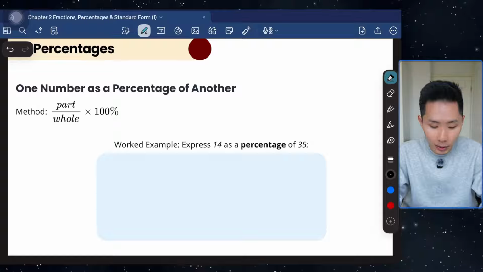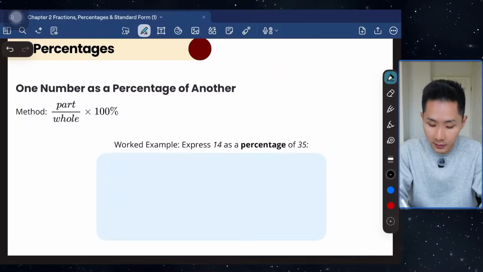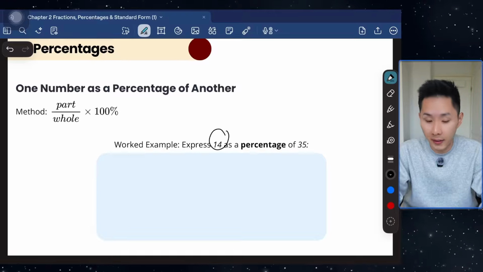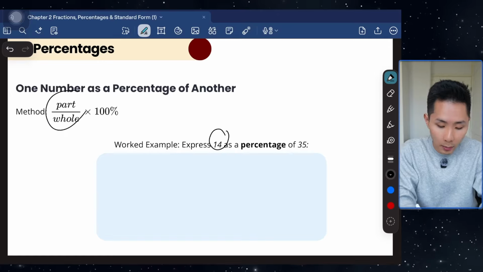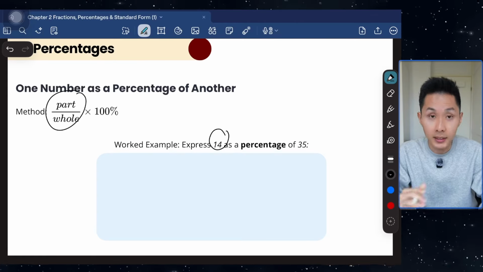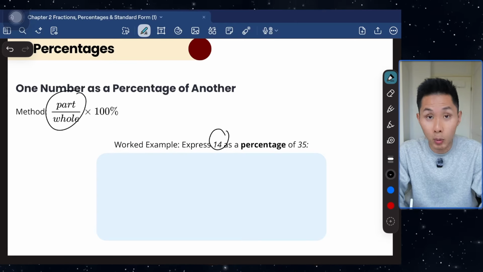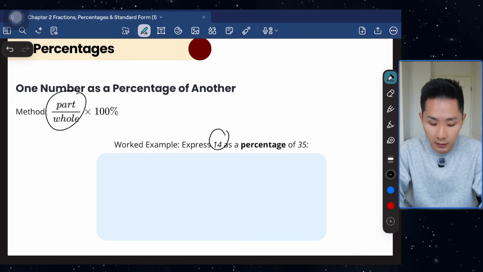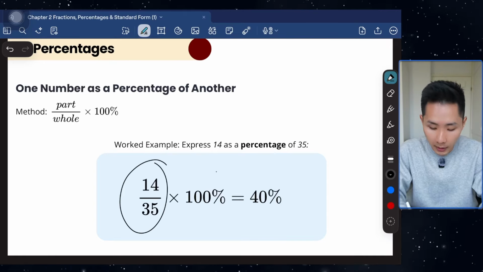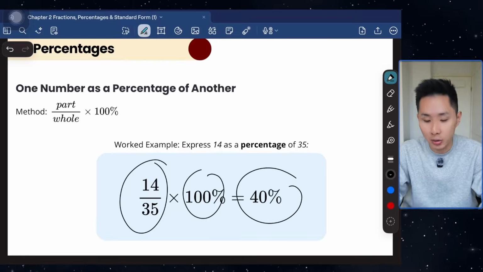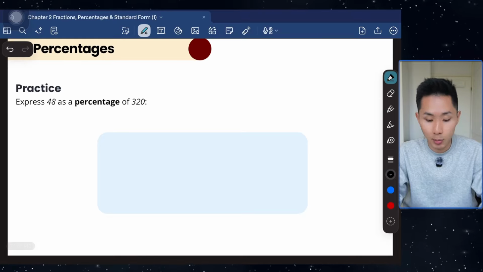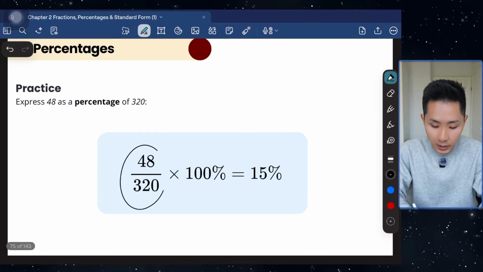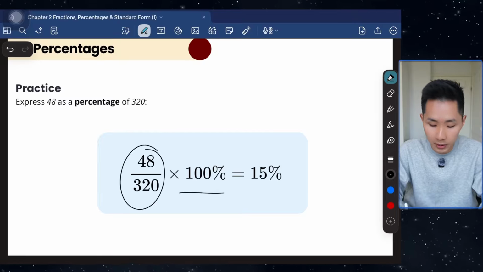All right, how do we express one number as a percentage of another? For example, how do I find out what's the percentage of 14 out of 35? To do that, you have to form a fraction by using the part divided by the whole and multiply by 100. So in this case, 14 as a percentage of 35 will be 14 over 35 multiplied by 100, and that's when you get the percentage of that number. So practice, express 48 as a percentage of 320, 48 divided by 320 multiplied by 100, you get 15%.